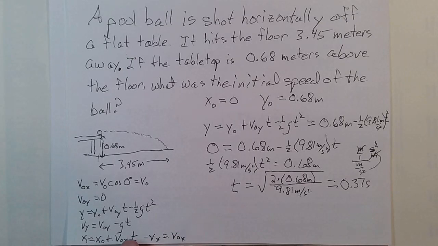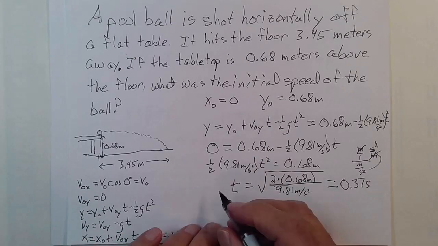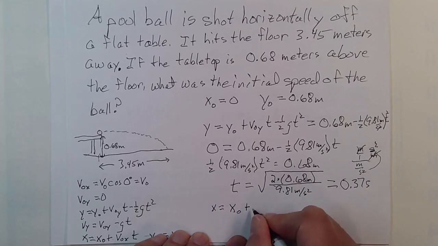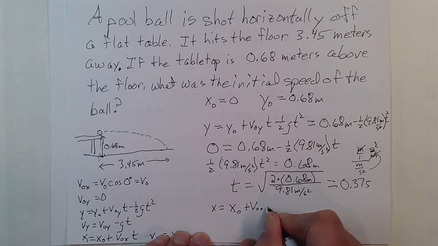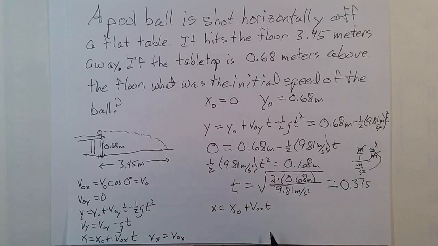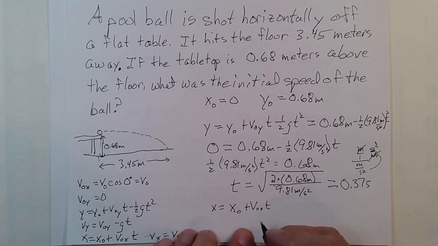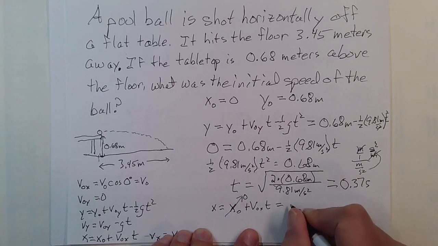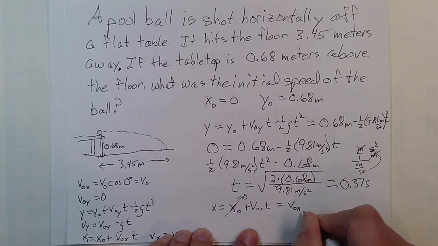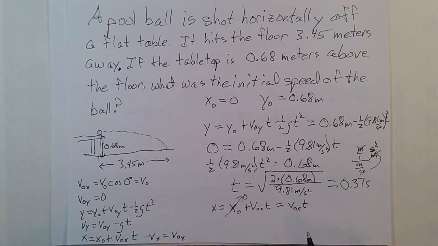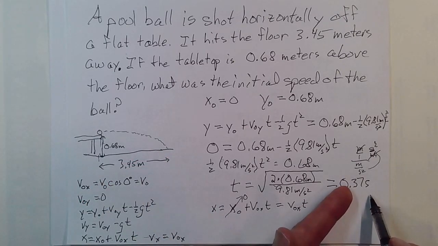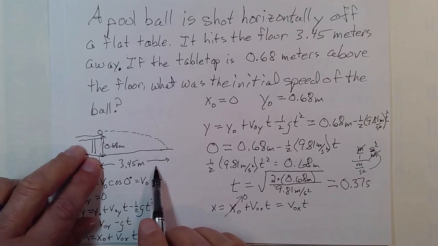Well, now I'm going to take my x equation, which is x equals x naught plus v naught x times t, or just v sub x times t, because they're the same thing, it's always the same. X naught is 0, and so I can take that out of that, and x will just equal v naught x times t, because x naught is 0. Now, when it hits the floor, 0.37 seconds will have passed, and it's 3.45 meters away.